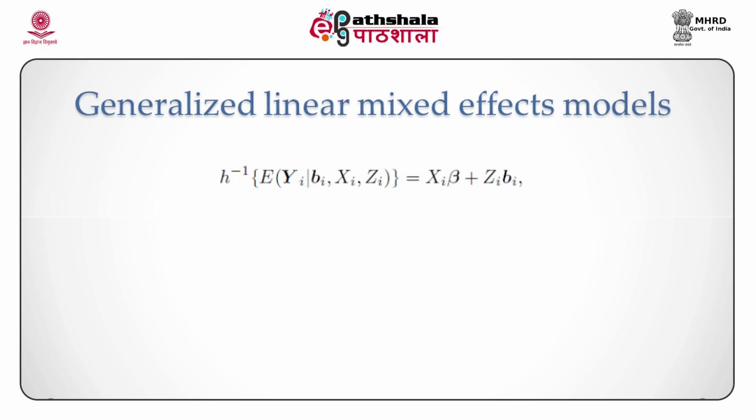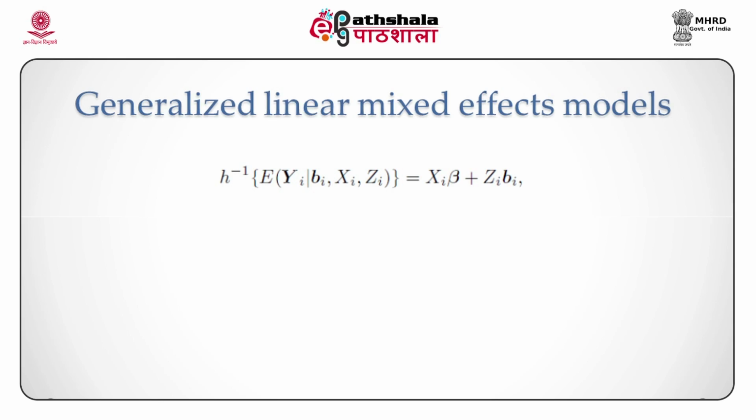Now this is done from the same motivation as is done generally for a GLM, that is to preserve the effect of the interval. So for example, h could be the logit function, and in that case we would say that logit of pi i over 1 minus pi i equals x i beta plus z i b i.